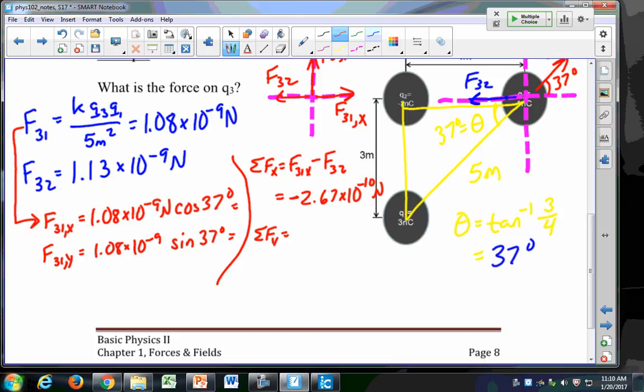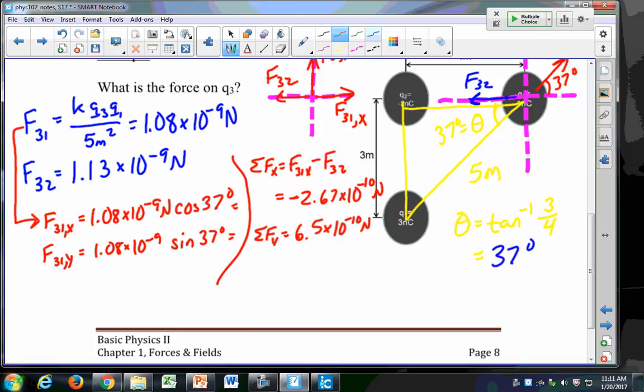Is just F31Y, which is 6.5 times 10 to the minus 10. All right, I know I'm going through this a little fast, but we did this a lot last semester. We're going to do it one more time when we get to fields. Okay, now I have one final step. I have the X and Y component of the final vector. What do I have to do to it?